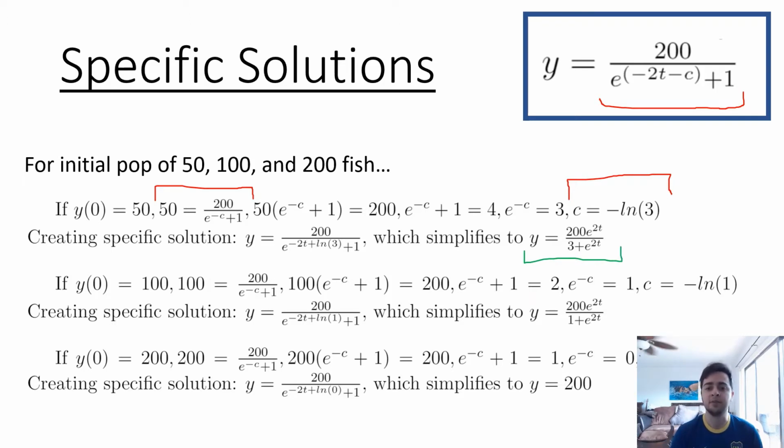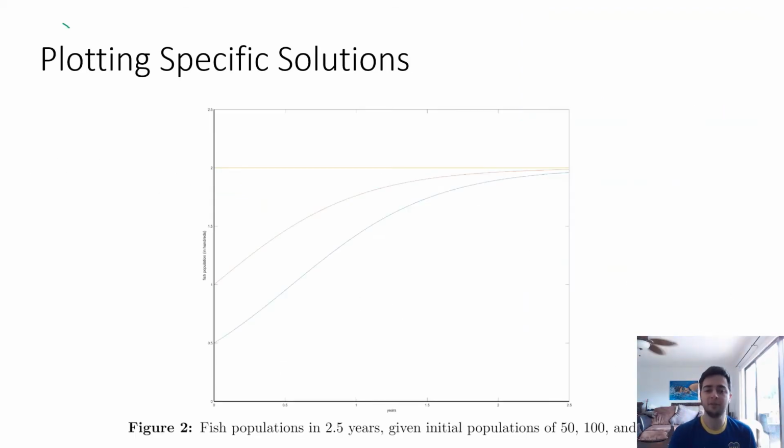Y is equal to 200 e to the 2t over 3 plus e to the 2t is the population of fish when the initial population is 50. And it will change over time, as you will see in the graph. In this graph, we can see 3 different functions. The one that we just calculated by hand, which represented the initial population of 50 in blue, the initial population of 100 in red, and the initial population of 200 in yellow. And we can see how these 3 different specific solutions compare.